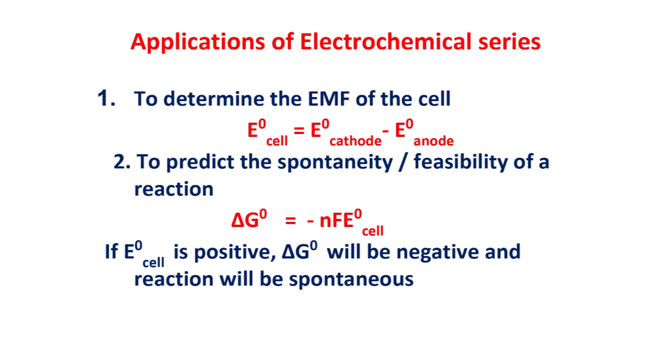because from thermodynamics the feasibility or spontaneity of a reaction depends on the sign of standard free energy change of the reaction. If the standard free energy change of the reaction is negative, then the process becomes spontaneous. And there is a relation existing between the standard free energy change and the EMF of the cell, as delta G naught is equal to minus nF E naught cell. Now, if E naught is positive, delta G naught will be negative and the reaction will be spontaneous. Thus, we can identify whether the cell reaction is spontaneous or feasible using electrochemical series.